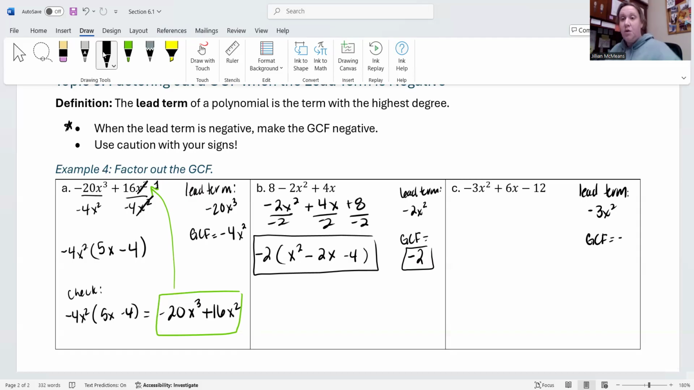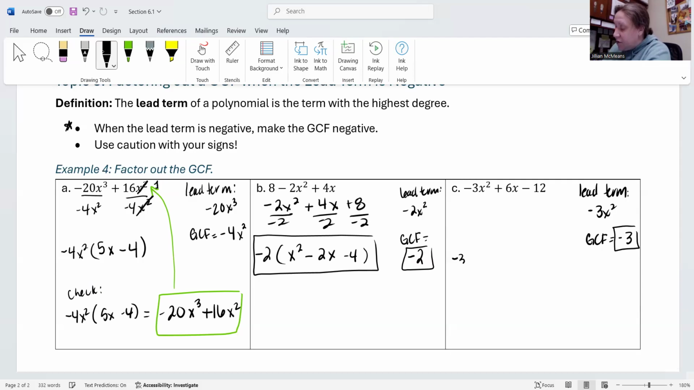So let's start with the lowest coefficient, which is 3. Is 3 a factor of 6? Yes. Is 3 a factor of 12? Also yes. So my GCF so far is -3. Let's double check and see if there are going to be any variables a part of the GCF. Well, the first two terms have an x, but the third term does not have an x, so we cannot say x is common to everything. So our GCF is just plain old -3.